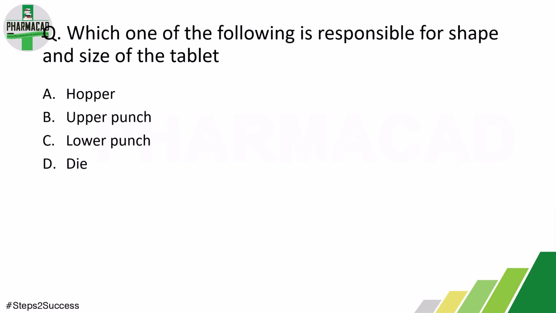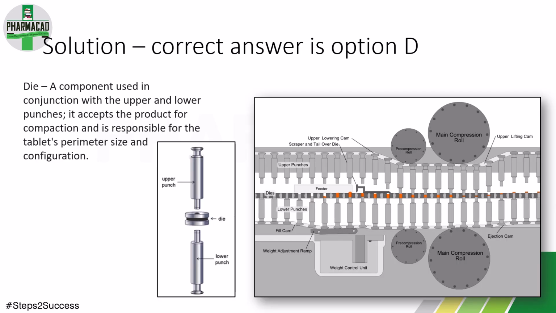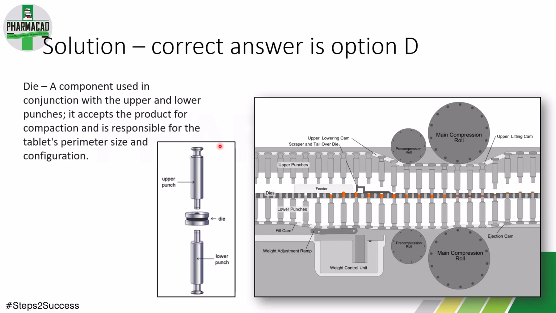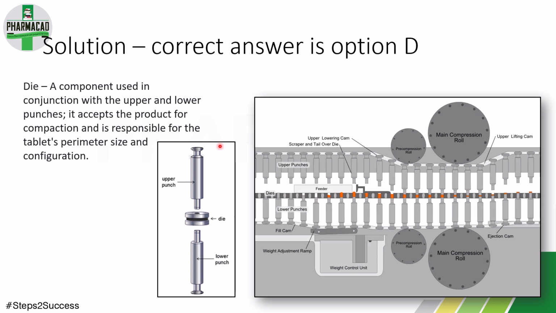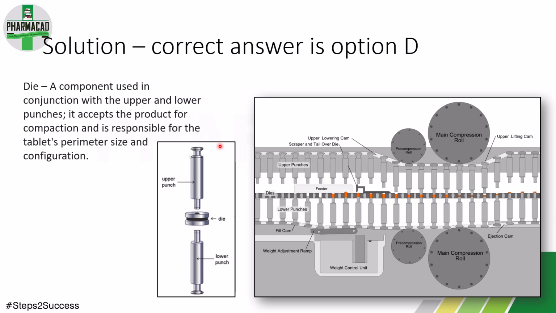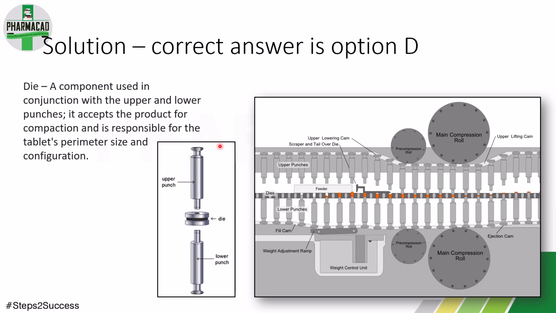That is option C. Next question, which one of the following is responsible for the shape and size of tablet? Option A, hopper. Option B, upper punch. Option C, lower punch. Option D, die. So the correct answer is option D, die. Dies are responsible for the shape and size of the tablet. Let's understand the solution. Die, a component used in conjunction with the upper and lower punches. It accepts the product for the compaction and is responsible for the tablet perimeter size and configuration.